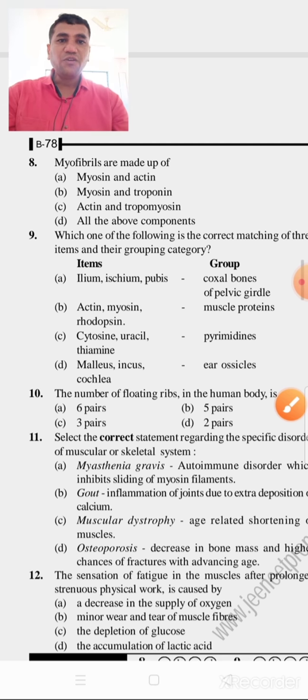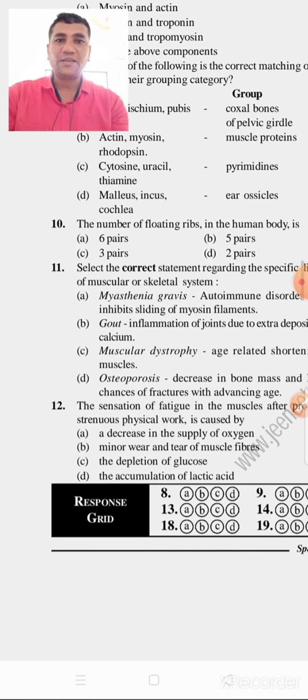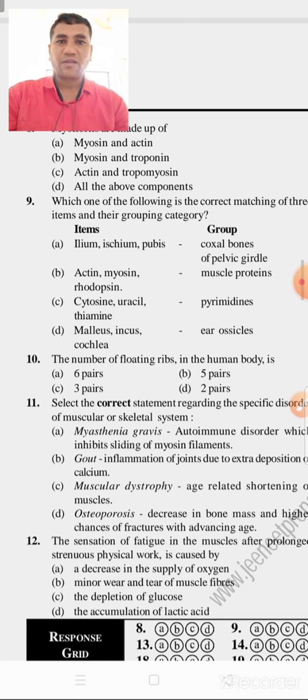Next, which of the following is the correct matching of three items and their grouping category? Ilium, ischium, pubis, coxal bones of pelvic girdle; actin, myosin, rhodopsin, muscle proteins; cytosine, uracil, thiamine, pyrimidines; malleus, incus, cochlea, ear ossicles. So you need to find the correct matching of the three items and their grouping category.